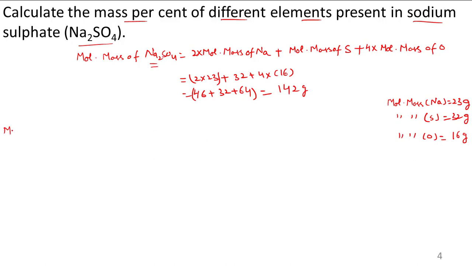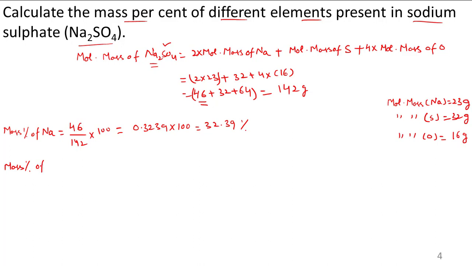So mass percentage of sodium is equal to mass of sodium in sodium sulfate. How much mass of sodium is present in sodium sulfate? 46 grams. 46 divided by 142 into 100. Now if you solve this, 46 divided by 142 is equal to 0.3239. 0.3239 into 100, so it is 32.39%.